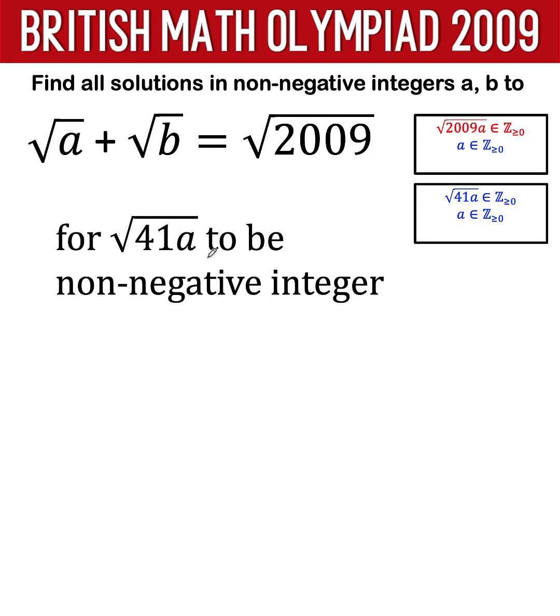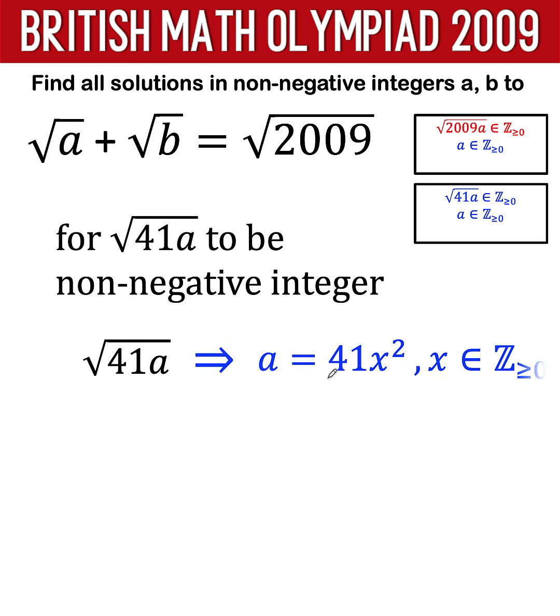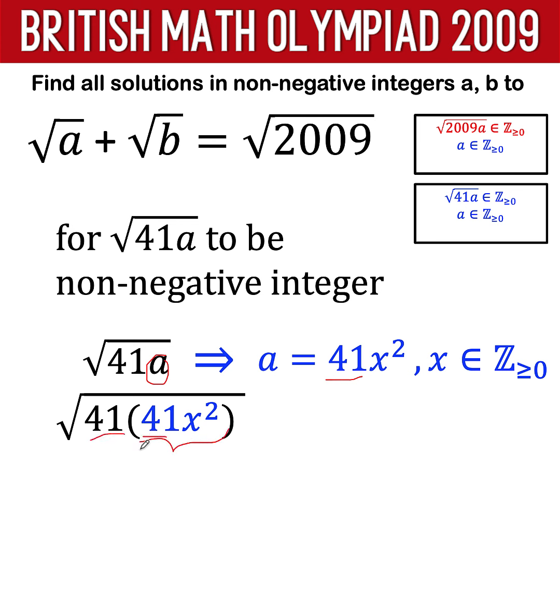Now, for the square root of 41a to be a non-negative integer, what must happen? Notice that we have 41 inside the radical. To make the square root an integer, we must have a perfect square under the radical. So we need another factor of 41, and the remaining factor must be a perfect square also. So if a is in the form 41 times x squared, where x is a non-negative integer, then we can replace a by 41x squared. And 41 times 41 is now a perfect square, and x squared is a perfect square. This means that this entire expression is a non-negative integer again. So this condition for a is very important.